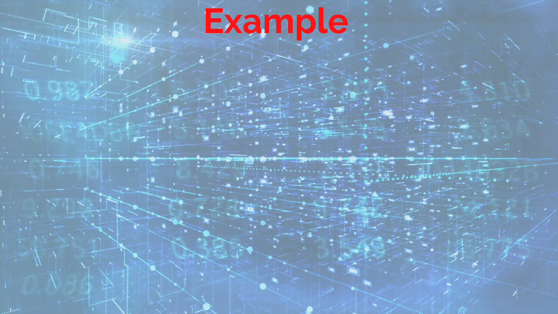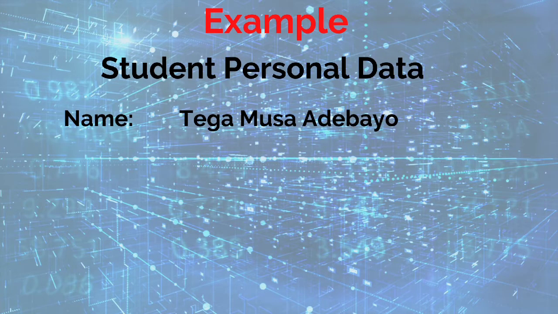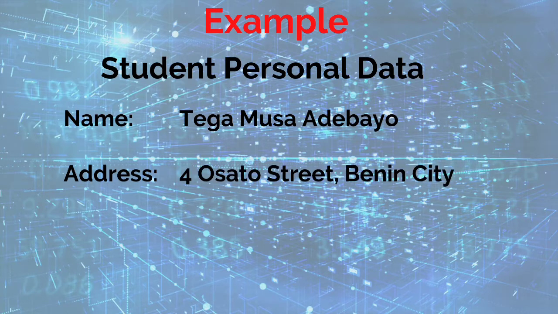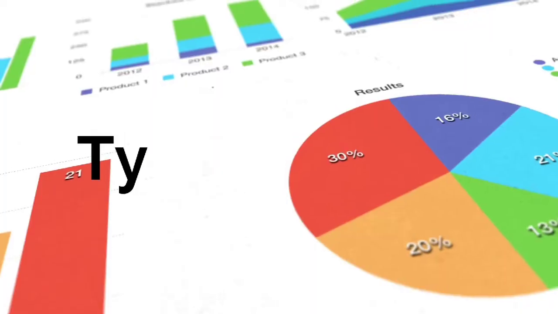Now let's look at an example of a student's personal data. Let's see some raw facts we have about this particular student. Let's say this student's name is Tega Musa Adebayo. That's the student's name. And let's say his address, that's where the student lives, is number 4 Osato Street in Benin City. And let's say this child is 12 years old. These are data we have about this particular child. He's 12 years old and his gender is male. This is data that we have about this particular student. We're going to come back to use this later.